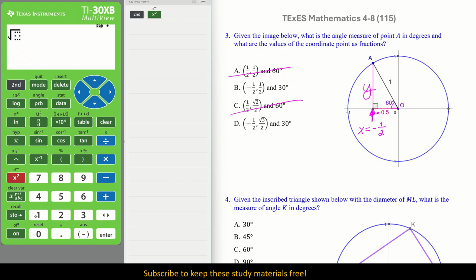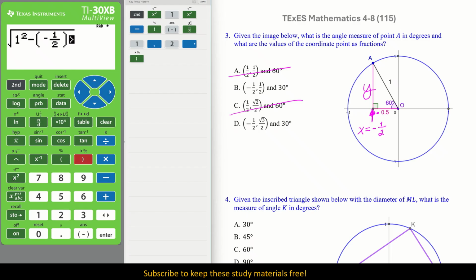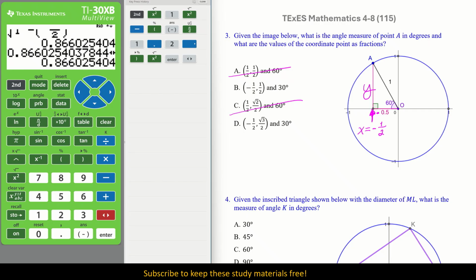I know I don't need to do this, but 1 squared. Please don't laugh at me. This is a teaching moment. So now we take that, and I'm going to do the whole thing. I'm going to say negative and the fraction 1 over the 2, showing the whole thing, go over, close that, and now I need to square that. Okay, now let's push enter and the toggle.